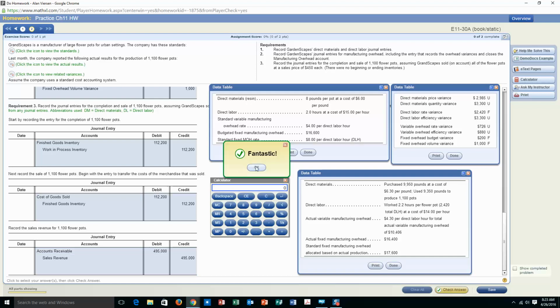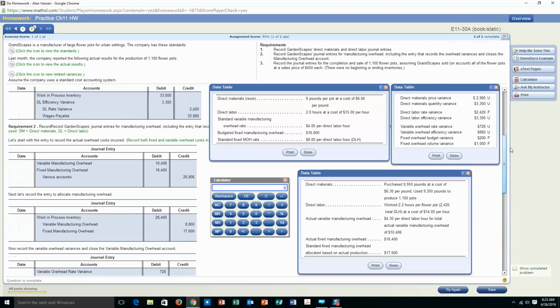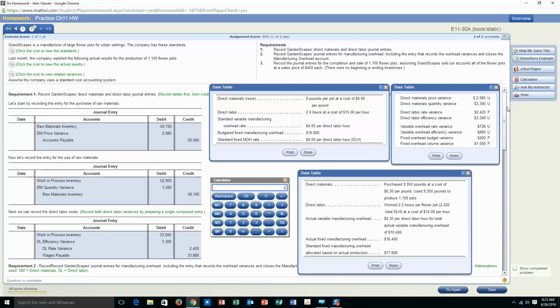Check the answer. So very quickly, those are the journal entries. And the best thing to do is to make sure that you know what the labels are. Remember that the unfavorable variances are debited, the favorable ones are credited. And I try to explain it as best I can. You can look in the book. It will also show you, or use Help Me Solve This. Okay, that's it for now.